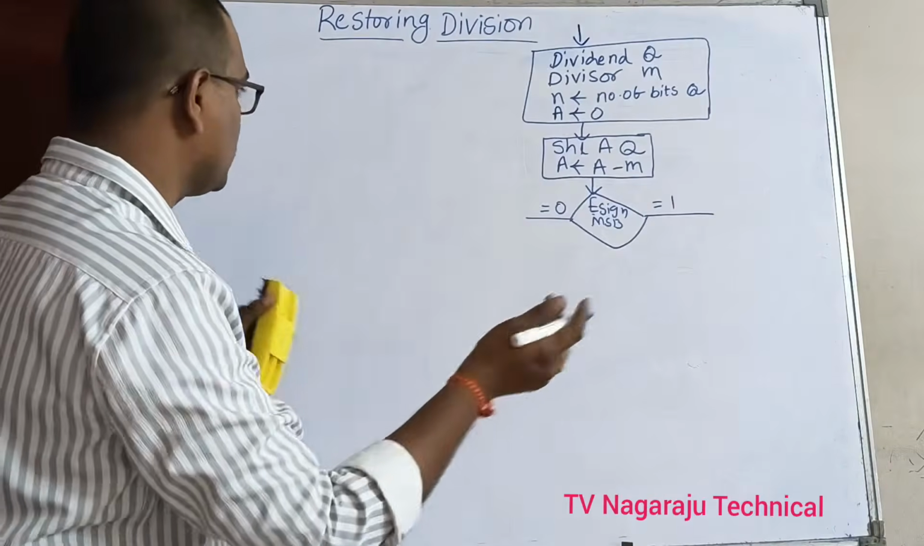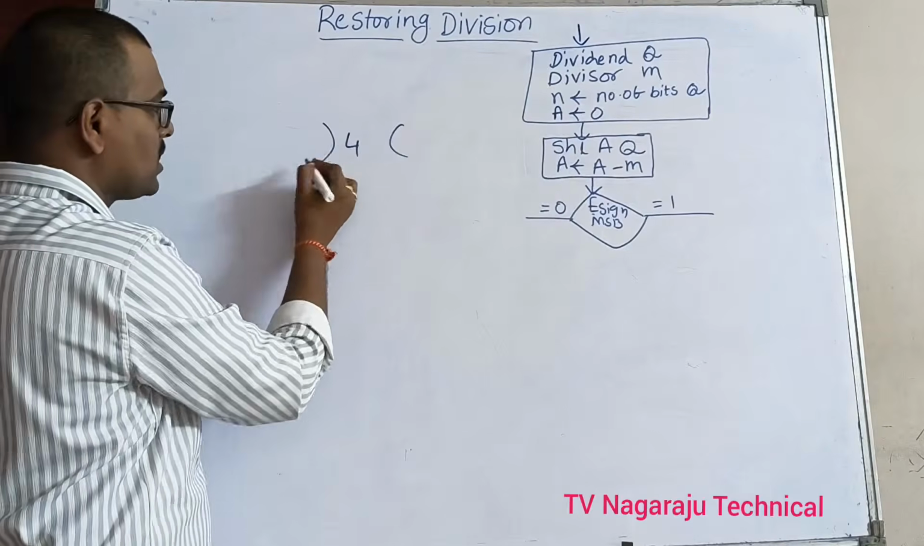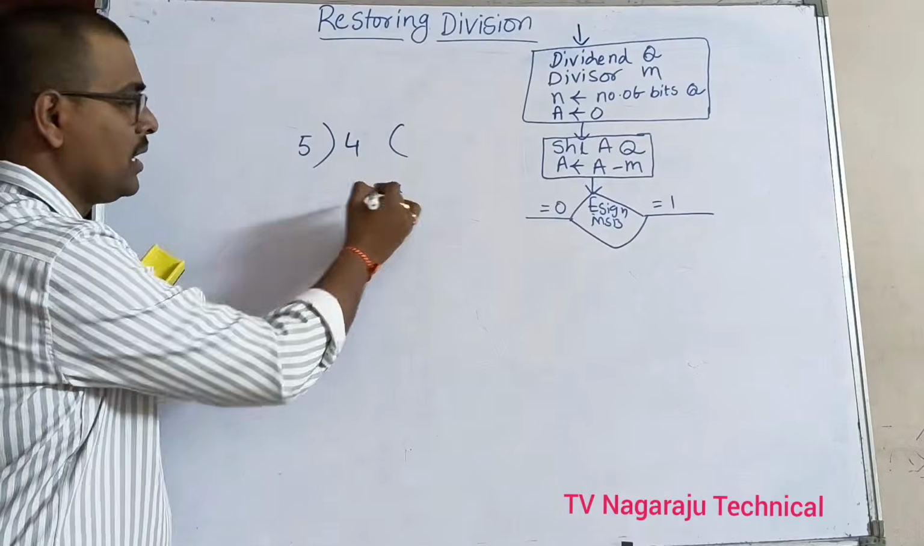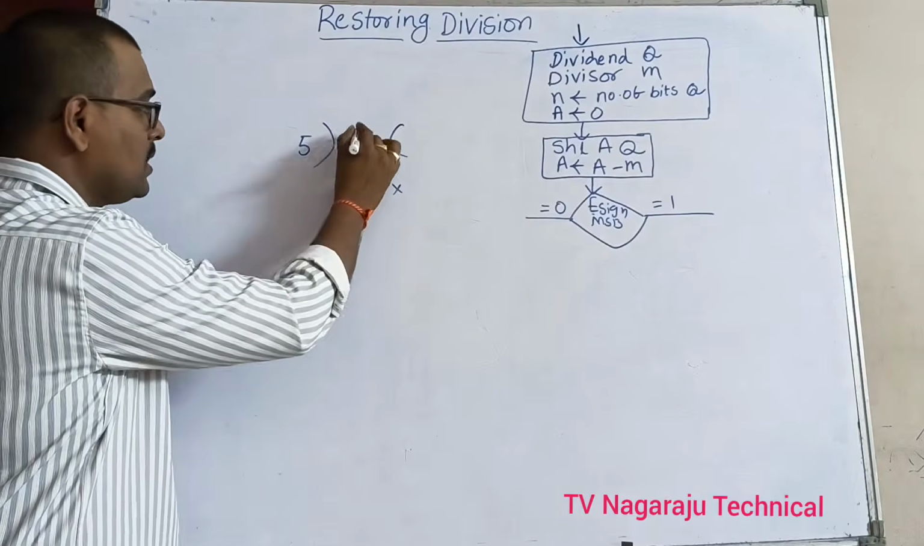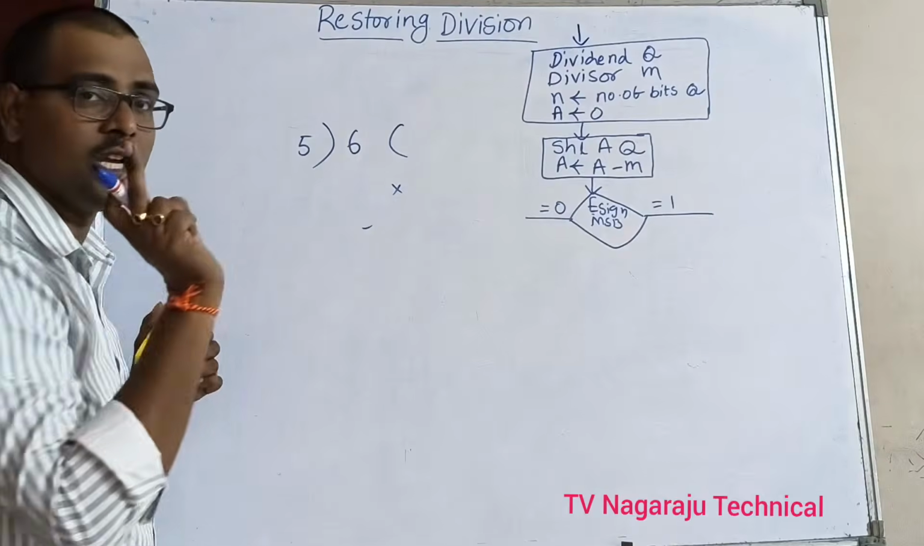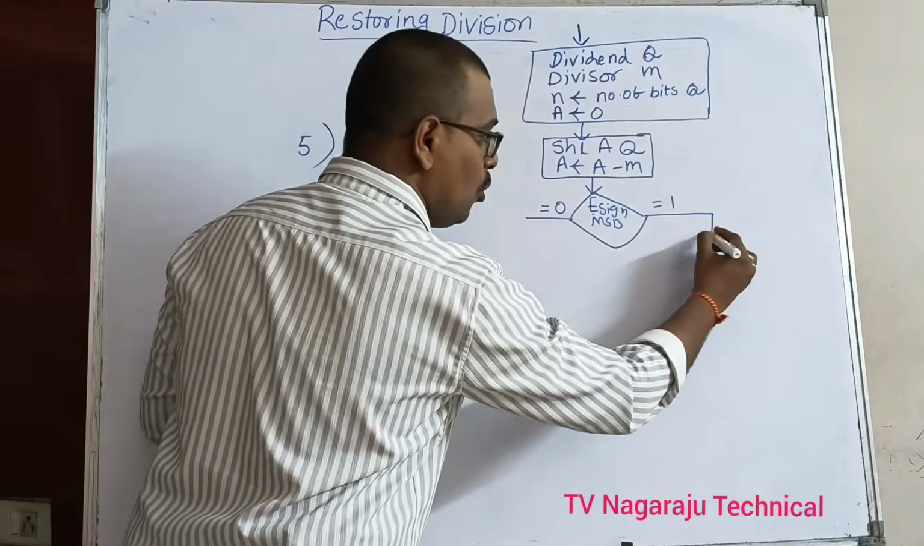A simple example in decimal: suppose the number is 4 and the divisor is 5. Is it possible to divide? No, it is not possible to divide. Suppose the number is 6. Is it possible to divide? Yes. That is what we are checking here.